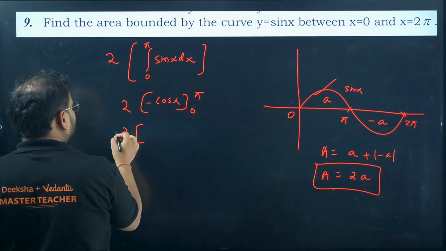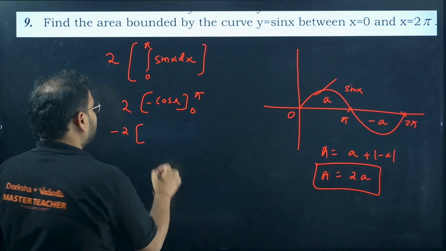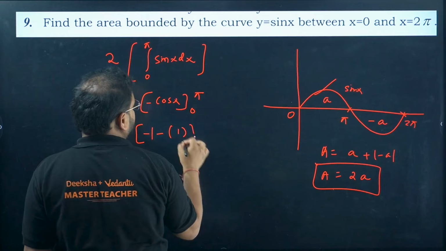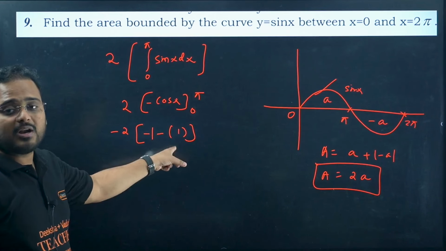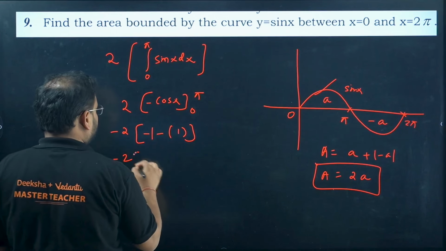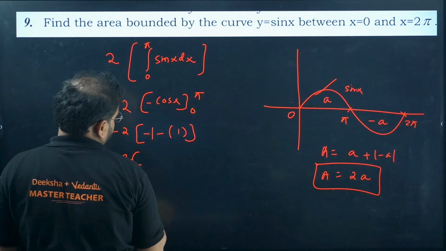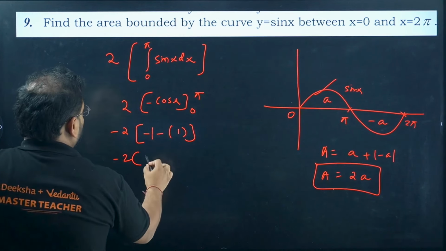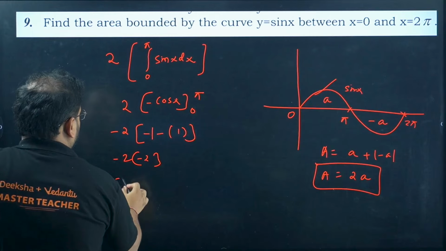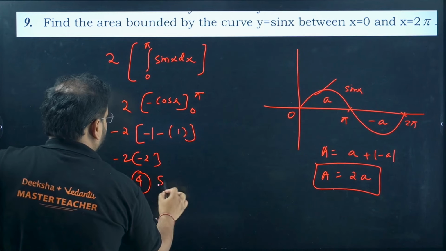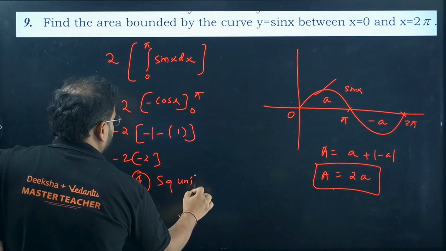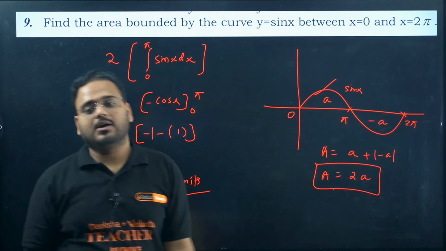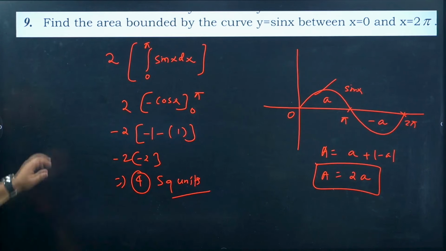Check here. Take the minus sign common. You'll have minus 2 outside. Cos pi is minus 1, and minus lower limit cos 0 is also 1. We get minus 2 into, what do we have? This will become 2, right? Minus 2 times minus 2, I get the answer plus 4 square units. That's my answer. The whole thing is plus 4 square units. Have a look. Next.